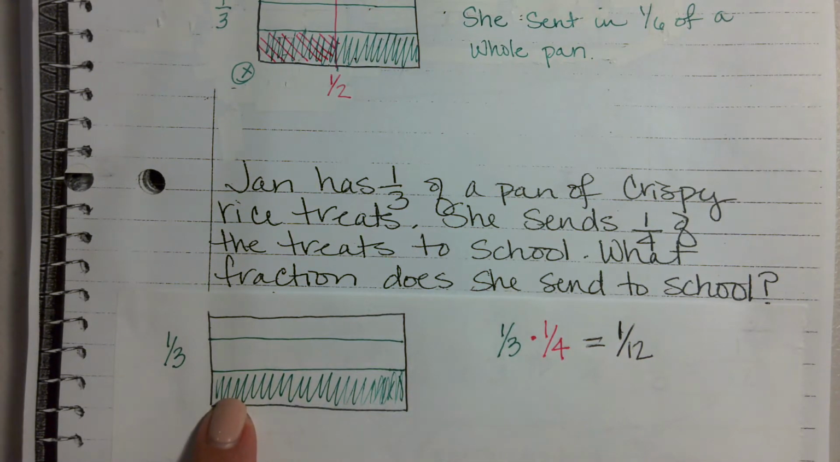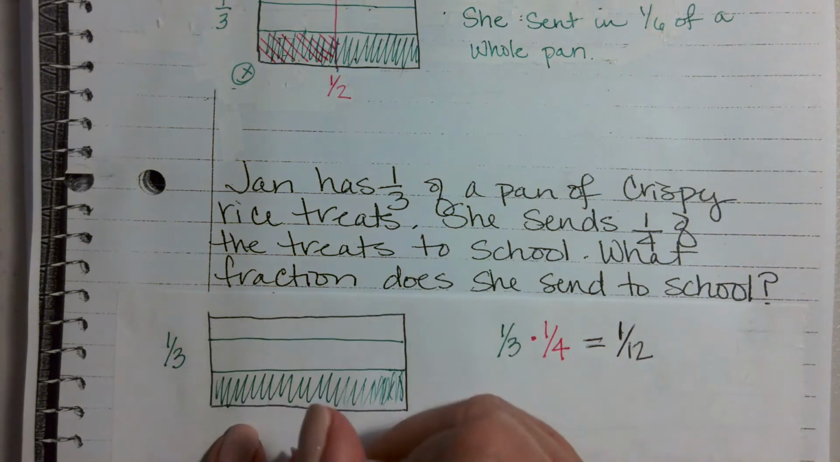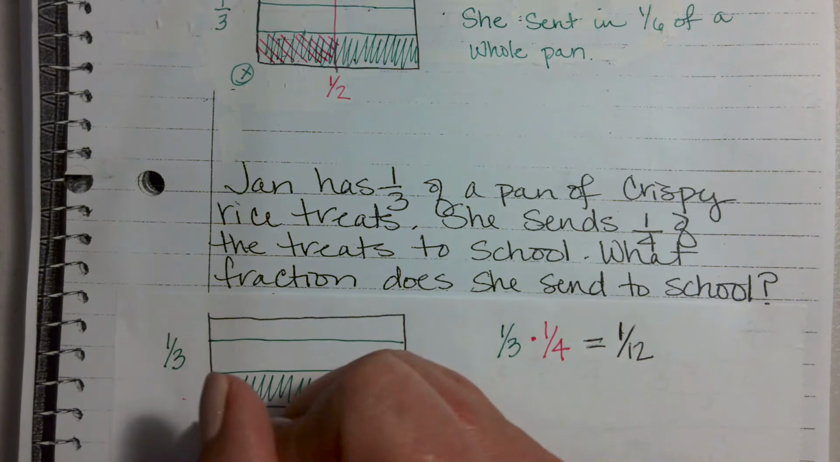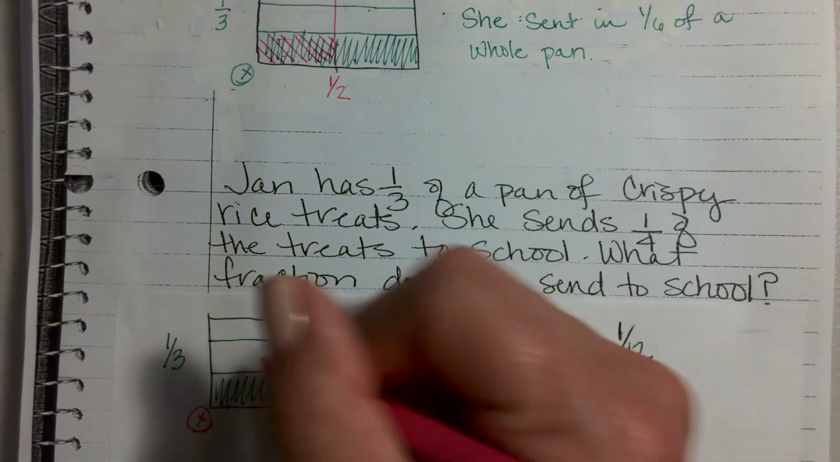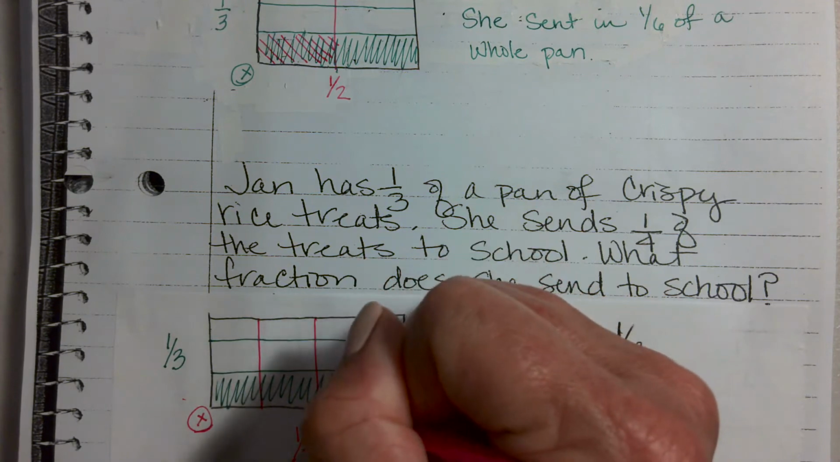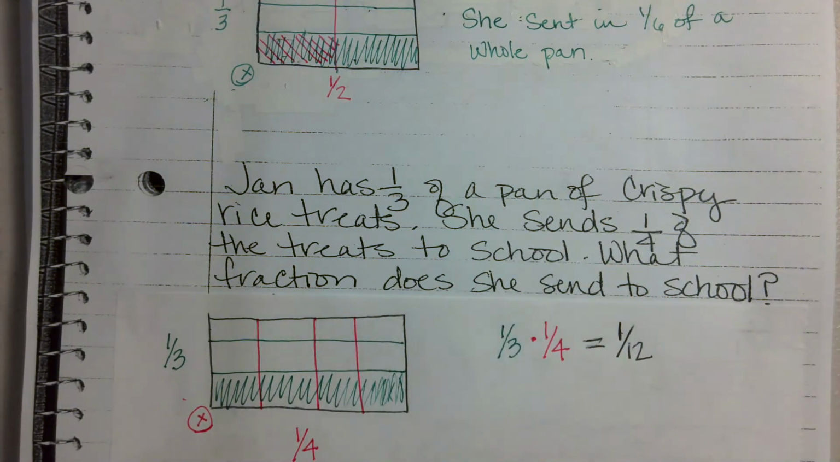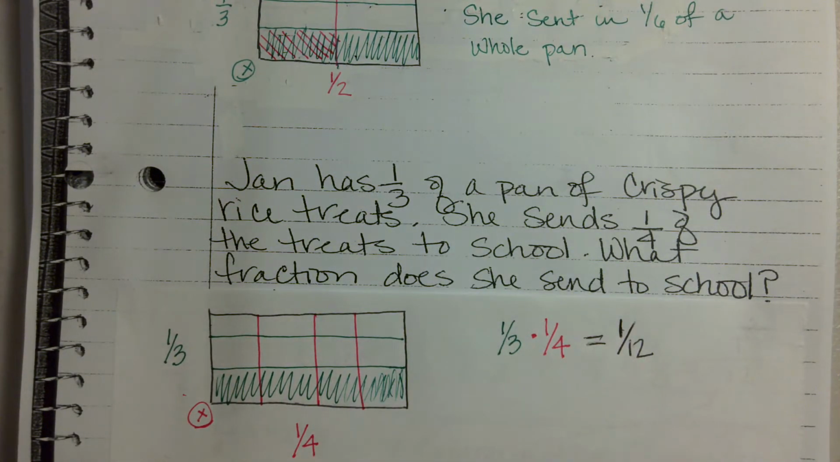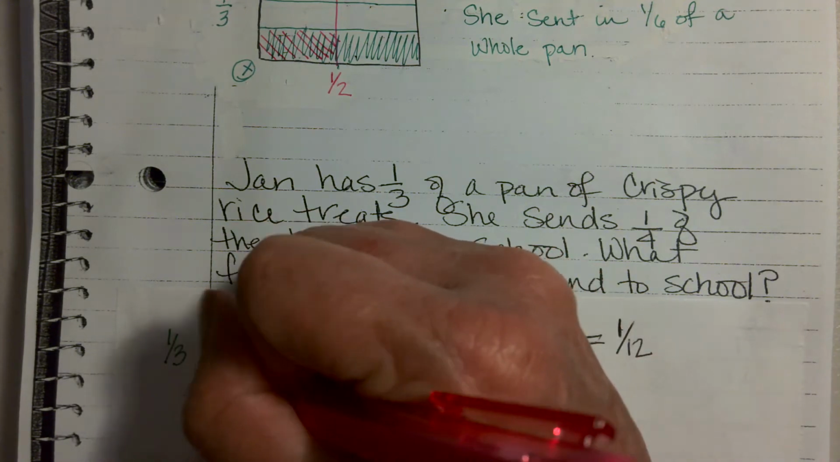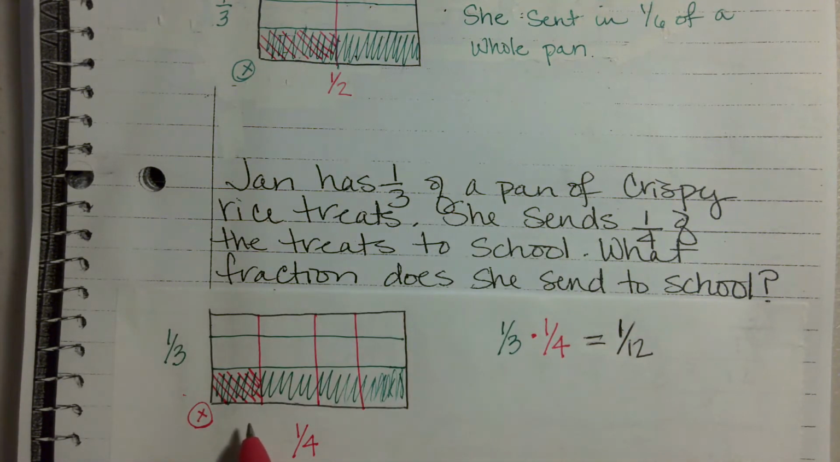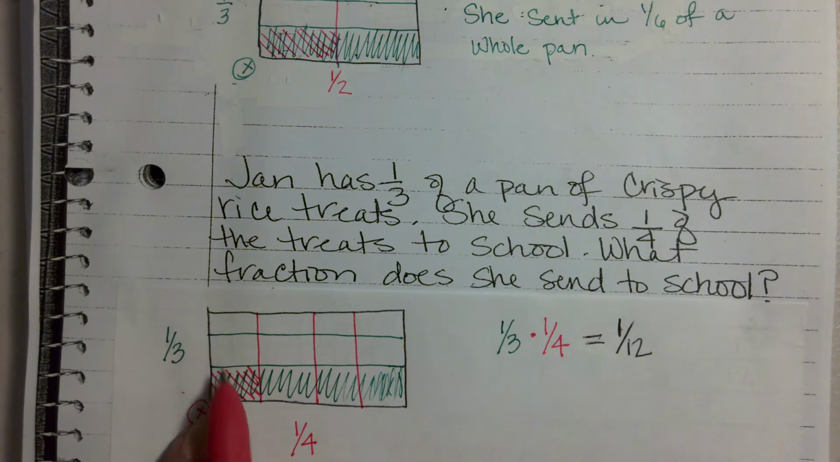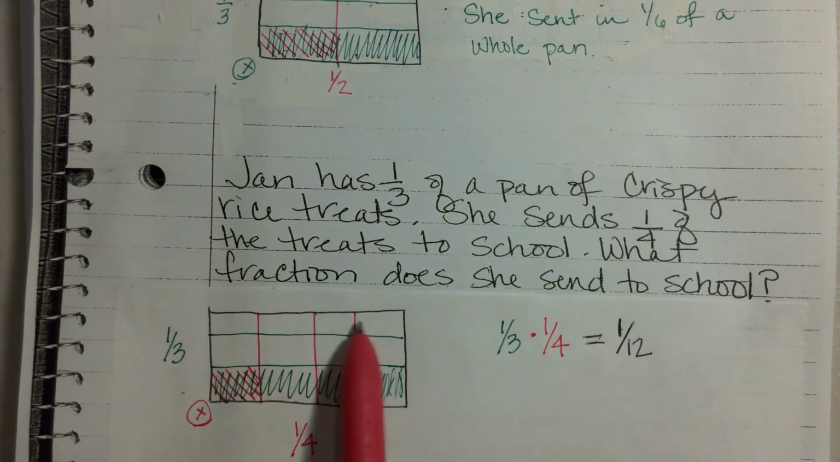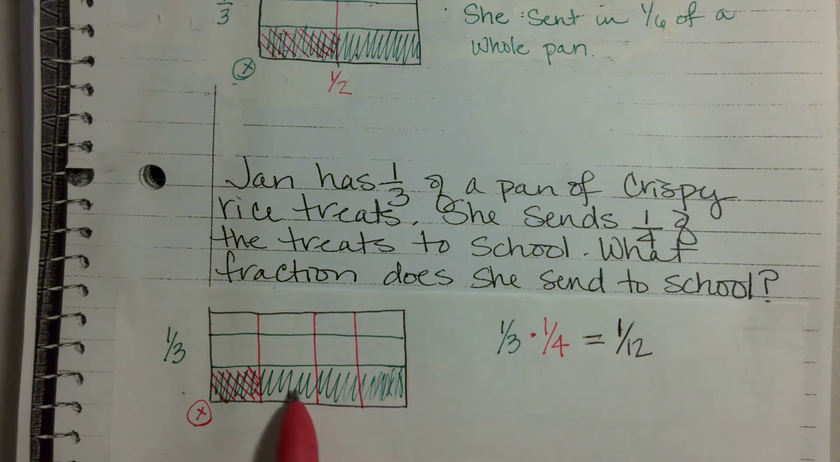So now, all I have left are these Rice Krispie treats. And she wants to send in 1/4 to school. So essentially, remember this is multiplication. I'm going to break this into, or partition into, 4 equal parts. But I'm only going to send in one of the fourths that I just created. So what part of my tape diagram is double shaded? This part right here. So I now have 1, 2, 3, 4, 5, 6, 7, 8, 9, 10, 11, 12 pieces. I've now cut it into 12 pieces.